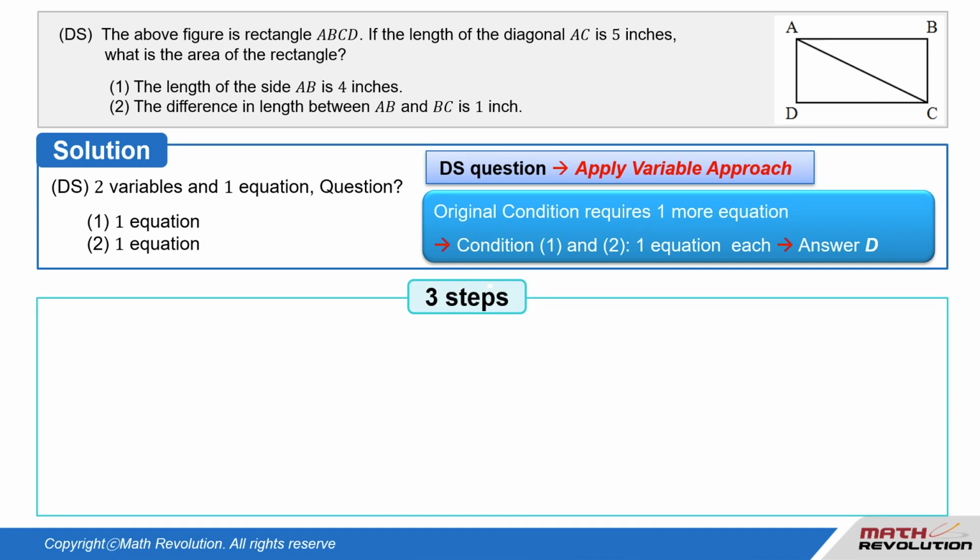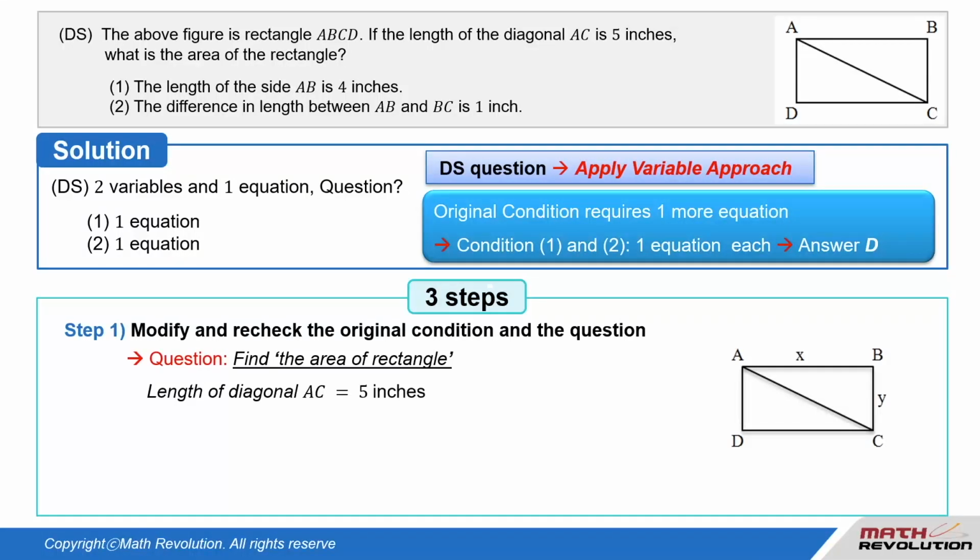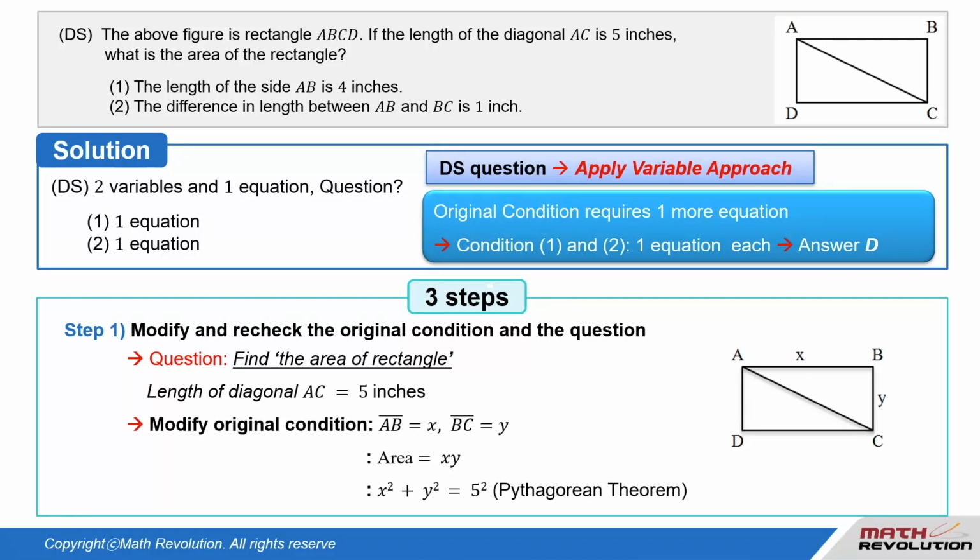Let's apply the 3 steps suggested previously. Follow the first step of the variable approach by modifying and rechecking the original condition and the question. We have to find the area of the rectangle if the length of diagonal AC is 5 inches. Let us take the side AB as x and side BC as y, so that the area will be xy. Also, x squared plus y squared equals 5 squared, according to the Pythagorean theorem.